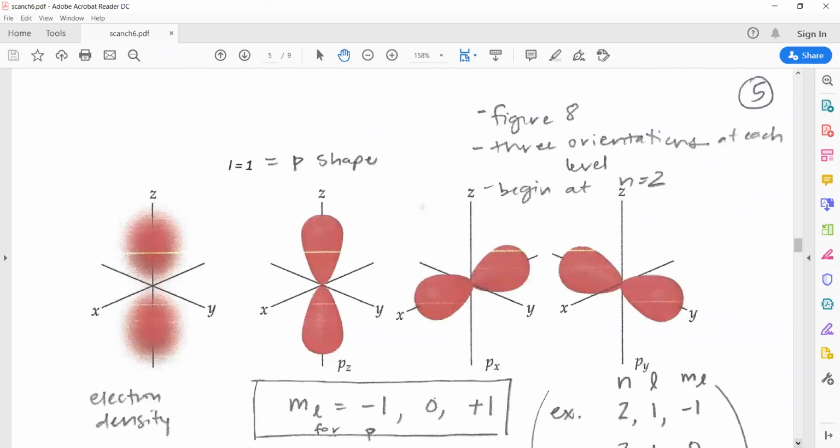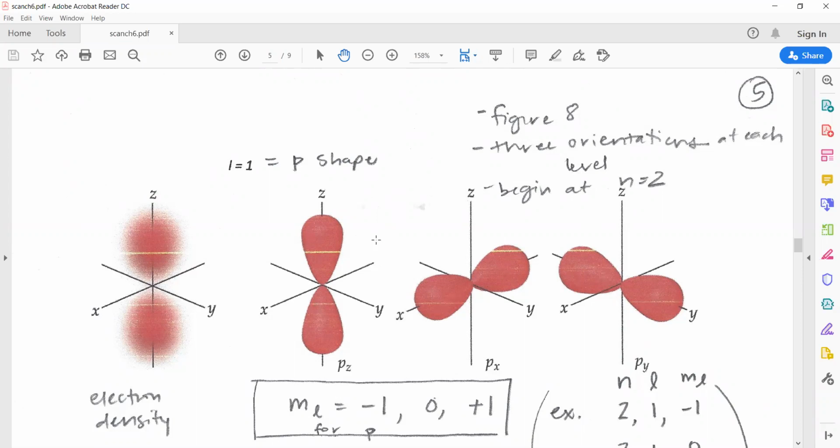If you are a P shape, so this is just an electron density picture. If we took a picture of an atom over and over again, this is where the electrons are found that are in the P orbital. You'll notice they have this dumbbell shape. So everything we know about a P orbital so far: it's a figure 8 shape. There are 3 orientations at each level, beginning at n equals 2. You see how they're all identical? They're just in different regions of space.